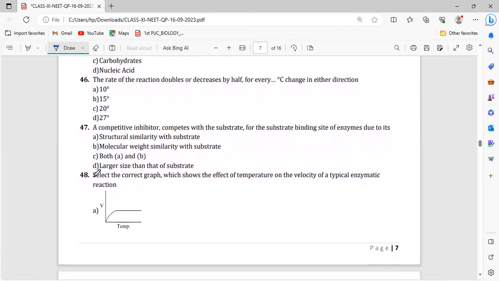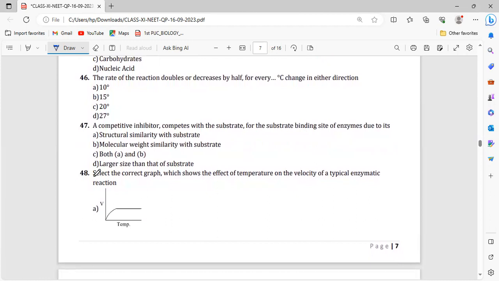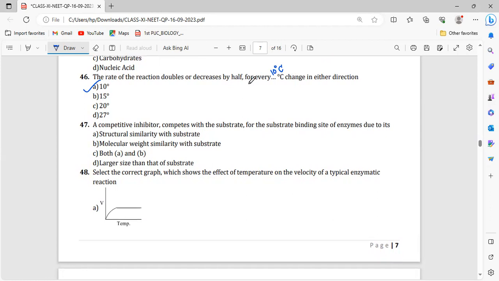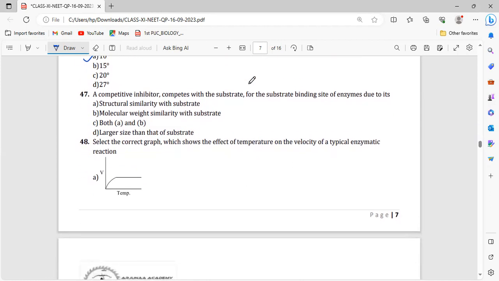46. The rate of the reaction doubles or increases by half for every 10 degrees Celsius. So that is the law of Newton.